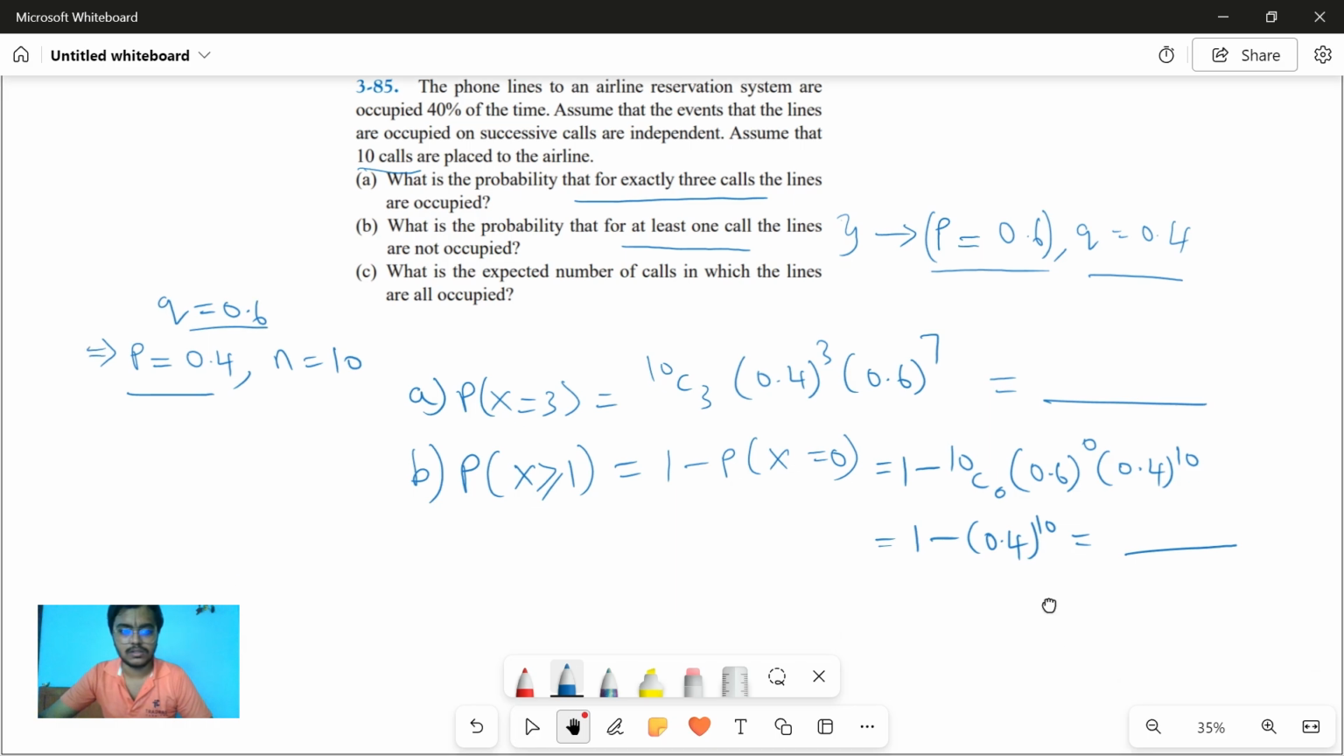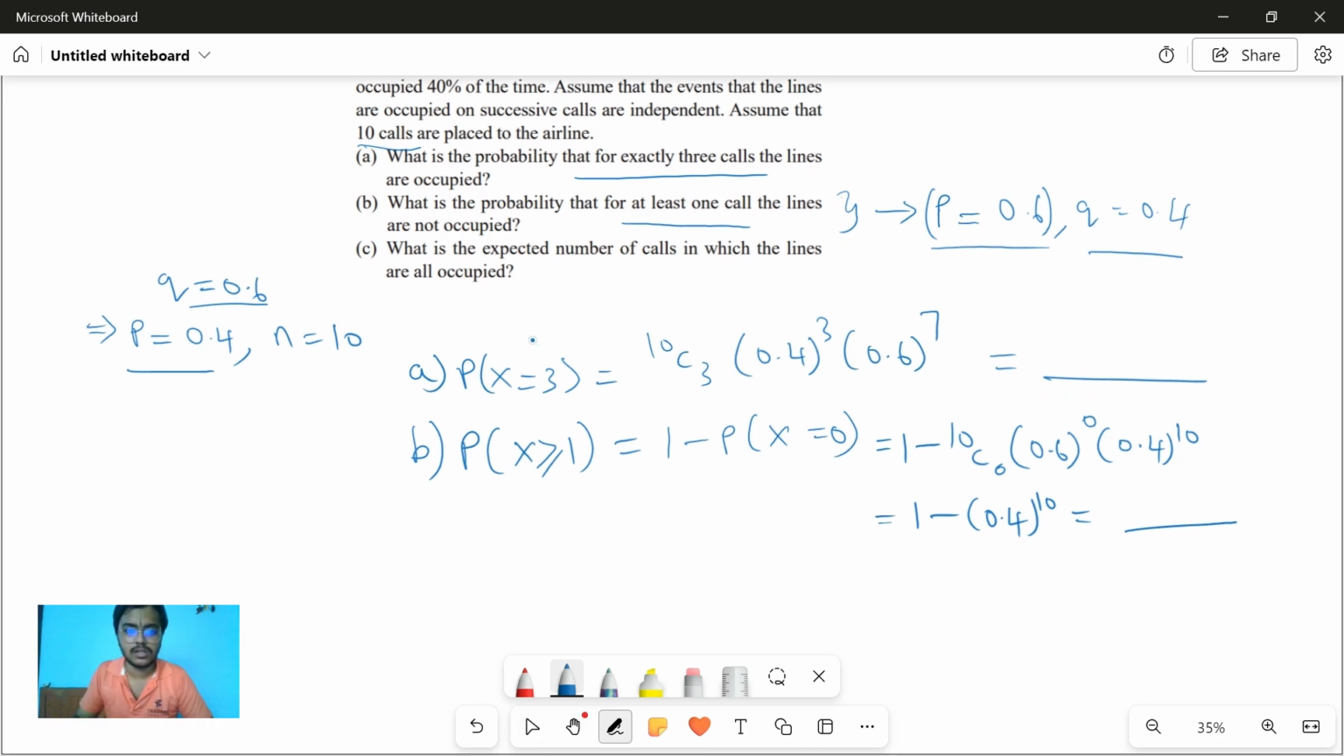Now the third question is, what is the expected number of calls in which the lines are all occupied? Okay. So lines are all occupied means every line will be occupied. So n is 10. Okay, so all the lines are occupied, 10 out of 10.